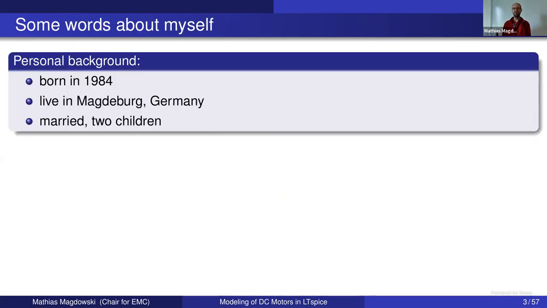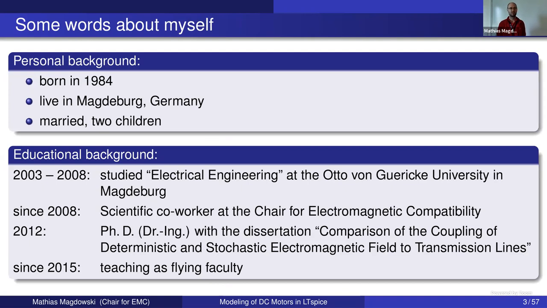So before we go into the topic, maybe some words about myself. I was born in 1984, like this book. I live in Magdeburg. I will show in a second where it is. In Germany, I'm married. I have two children. And I really have a background in electrical engineering. So I studied electrical engineering. Of course, I also have a little clue about mechanical engineering and mechanics. For 16 years or so, I've been a scientific co-worker in Magdeburg. And I also did my PhD there with a rather complicated topic, as you can read, about electrical engineering.